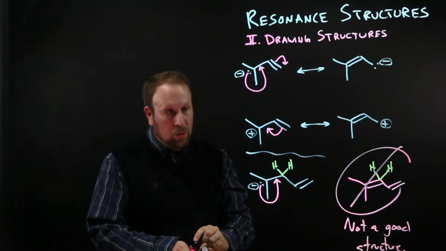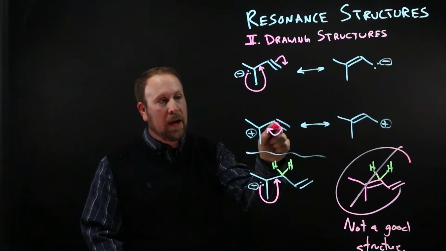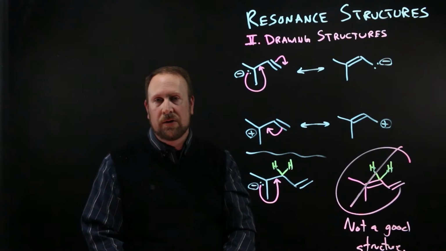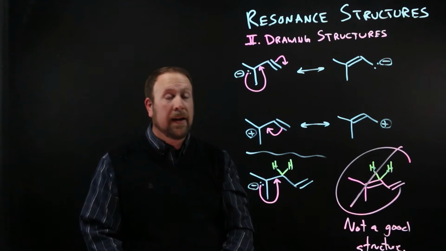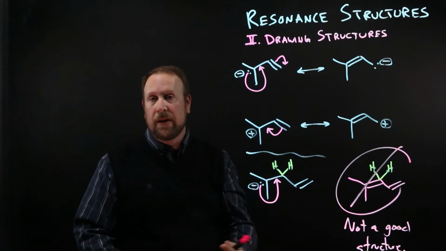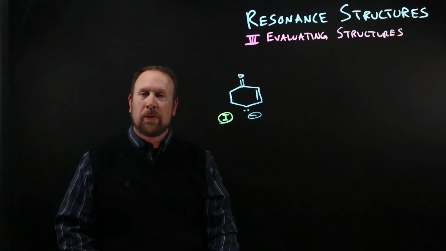But if we follow this rule of pushing electrons towards pi systems, or taking those pi electrons and pushing them towards positive charges, we should be able to get very good resonance structures. In the next section, we're going to learn how to evaluate the different resonance structures that we can draw. So now let's take a look at evaluating some structures.